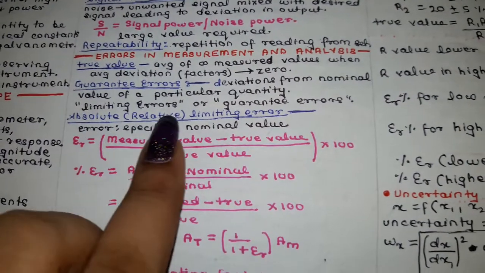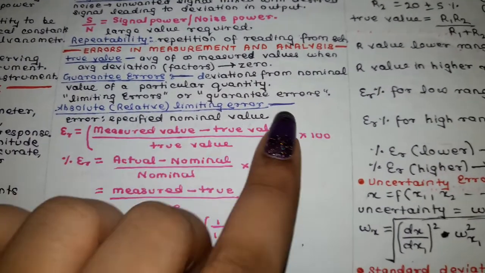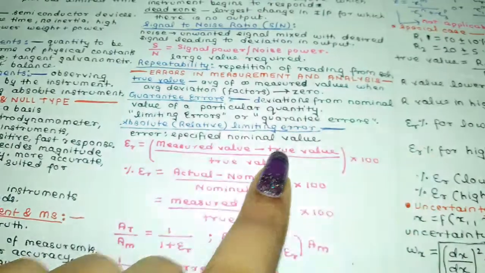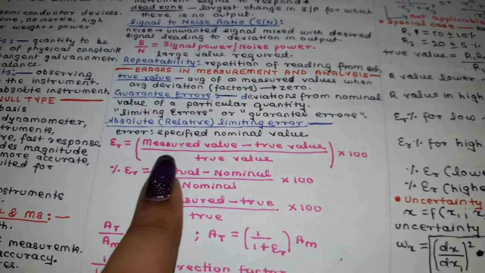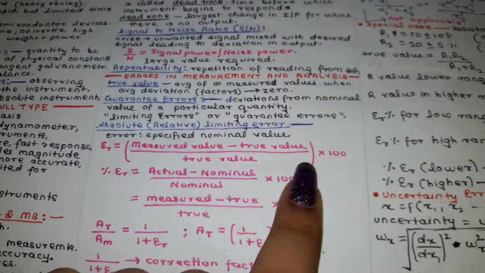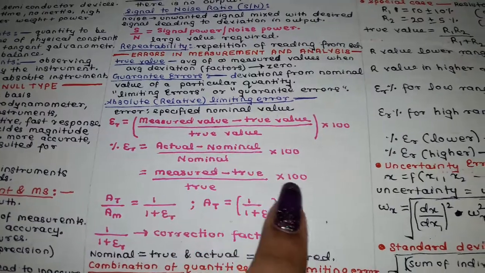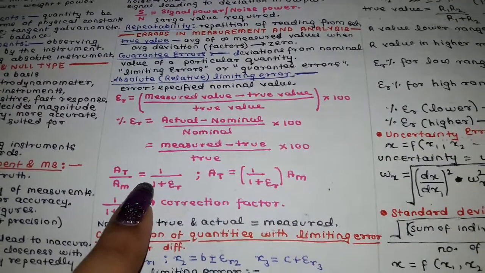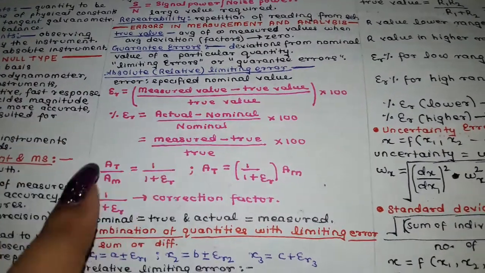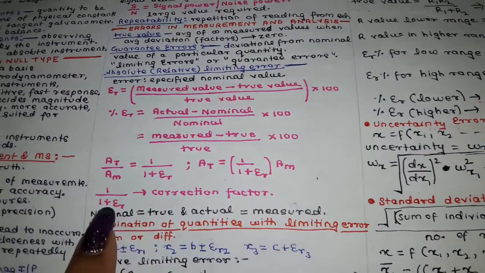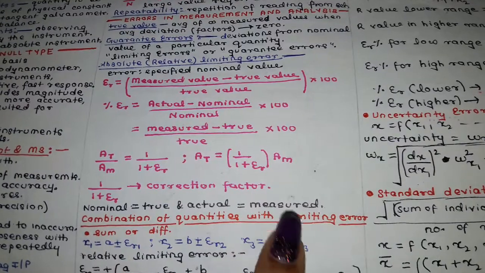Then we have absolute or relative or limiting error, the error specified as nominal value. Then we have the error given by this formula: measured minus true value upon true value into 100, or it can be actual minus nominal. You can use either of these formulas as per the given data in the numerical. And then we have this concept: 1 upon ER, the correction, is called the correction factor here.